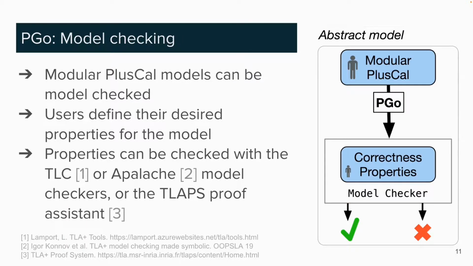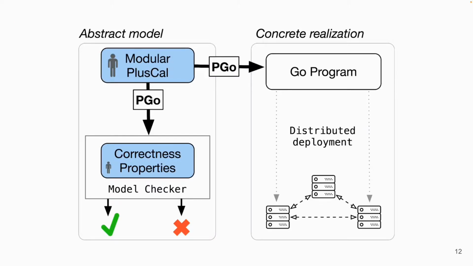But the point is that it's also possible to verify the MPCal models. By using Pico, the user can define the desired properties for a model and use a model checker to see if the model satisfies the properties or not. Here we focus on model checking for verification, but it's also possible to use theorem provers such as TLAPS for the verification. So if we put these two diagrams together, we would have this diagram for the whole Pico system.